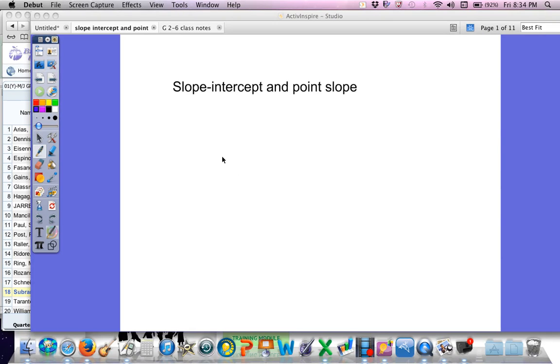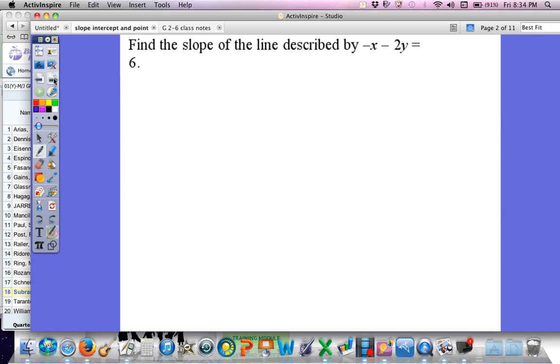Okay, we are reviewing slope-intercept and point-slope forms in our next chapter in geometry. We're going to be doing a lot with lines and parallel and perpendicular lines, so we need to review this information. So the first problem you had this week says find the slope of a line, and they give you a different one. This time we're going to have the equation negative x minus 2y equals 6.